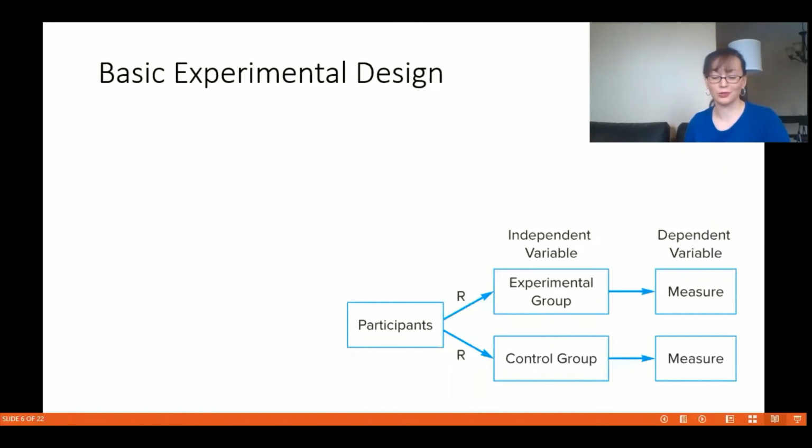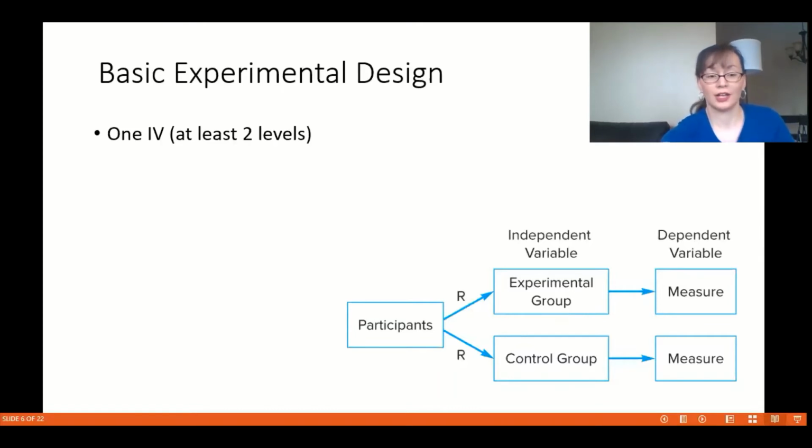So our experimental group is going to be getting the treatment or the manipulation or whatever else that we're trying to have our participants do as part of this manipulation. And the control group isn't. The control group is not going to get whatever this treatment or manipulation is. And then we're going to take a measurement, and this is our dependent variable, and this measurement should be the same for both of our groups, so that we can compare them.